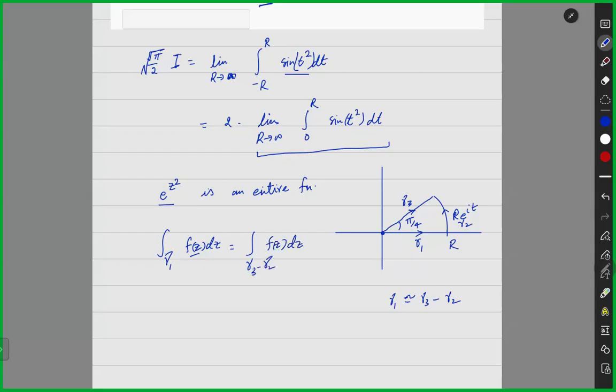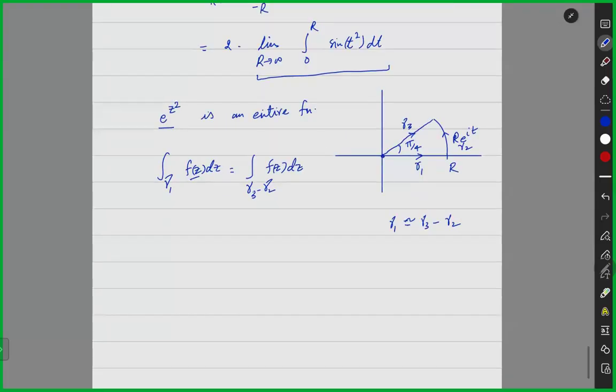Now we are going to calculate. So what is the left part? How are we going to get sine t square? We are not getting sine t square.